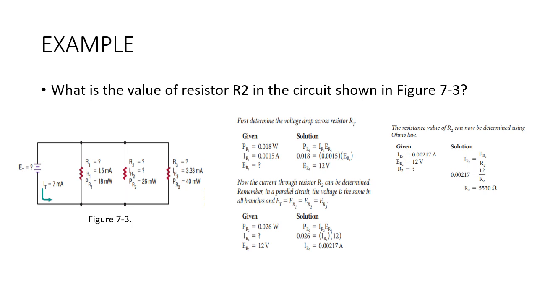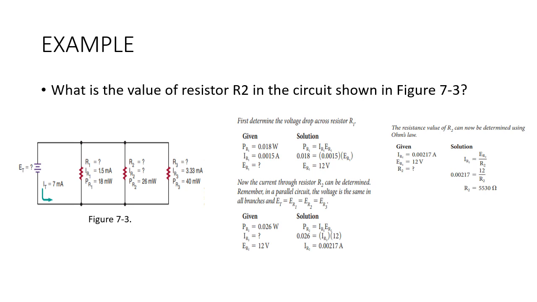Example: what is the value of resistor R2 in the circuit shown in figure 7.3? The first step for this example is to find the voltage drop across the resistor R1. Given at R1 our current equal to 1.5 milliamps and power equal to 18 milliwatts. By using the power formula, P equals I multiplied by E, we get voltage drop, E equals 18 milliwatts divided by 1.5 milliamps. This will give us a value of 12 volts.